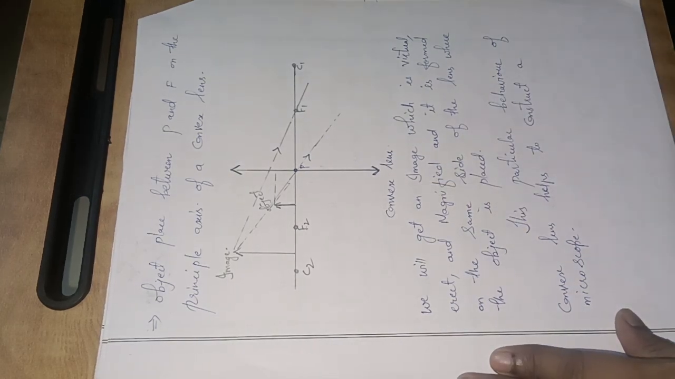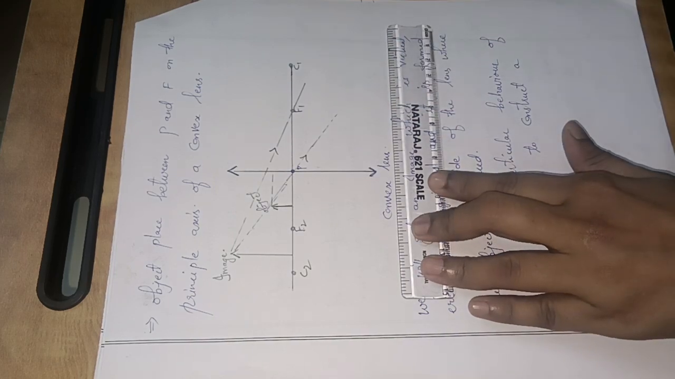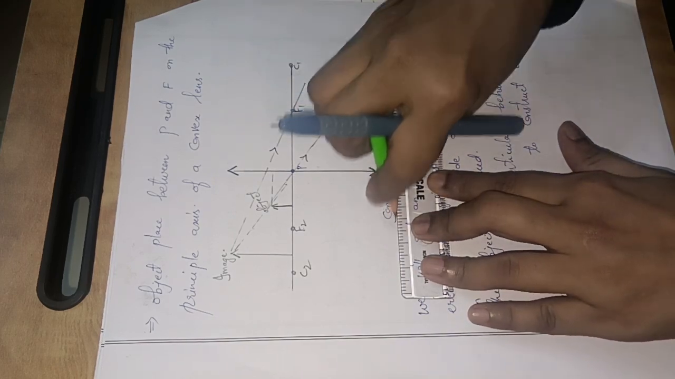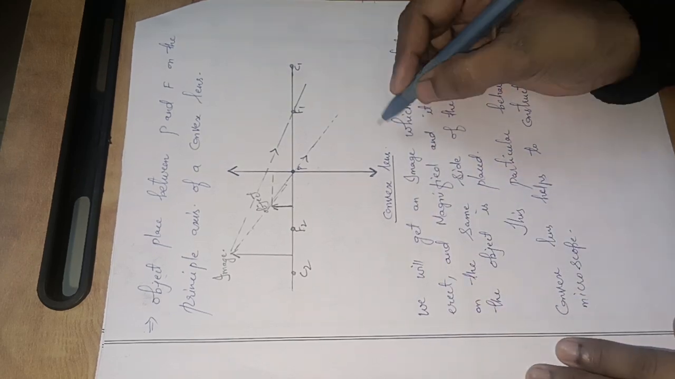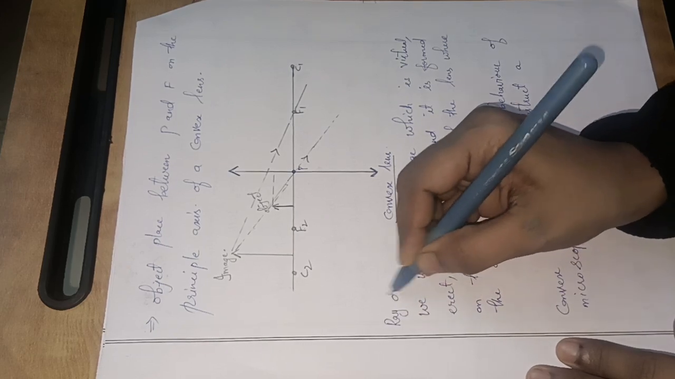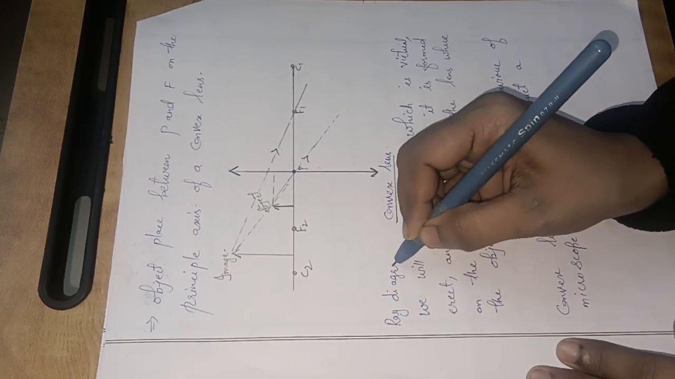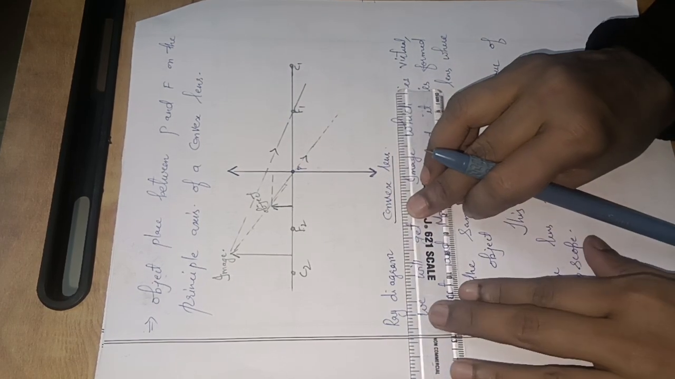Don't forget to write, this is the convex lens, and it is the ray diagram. This is the ray diagram for the convex lens.